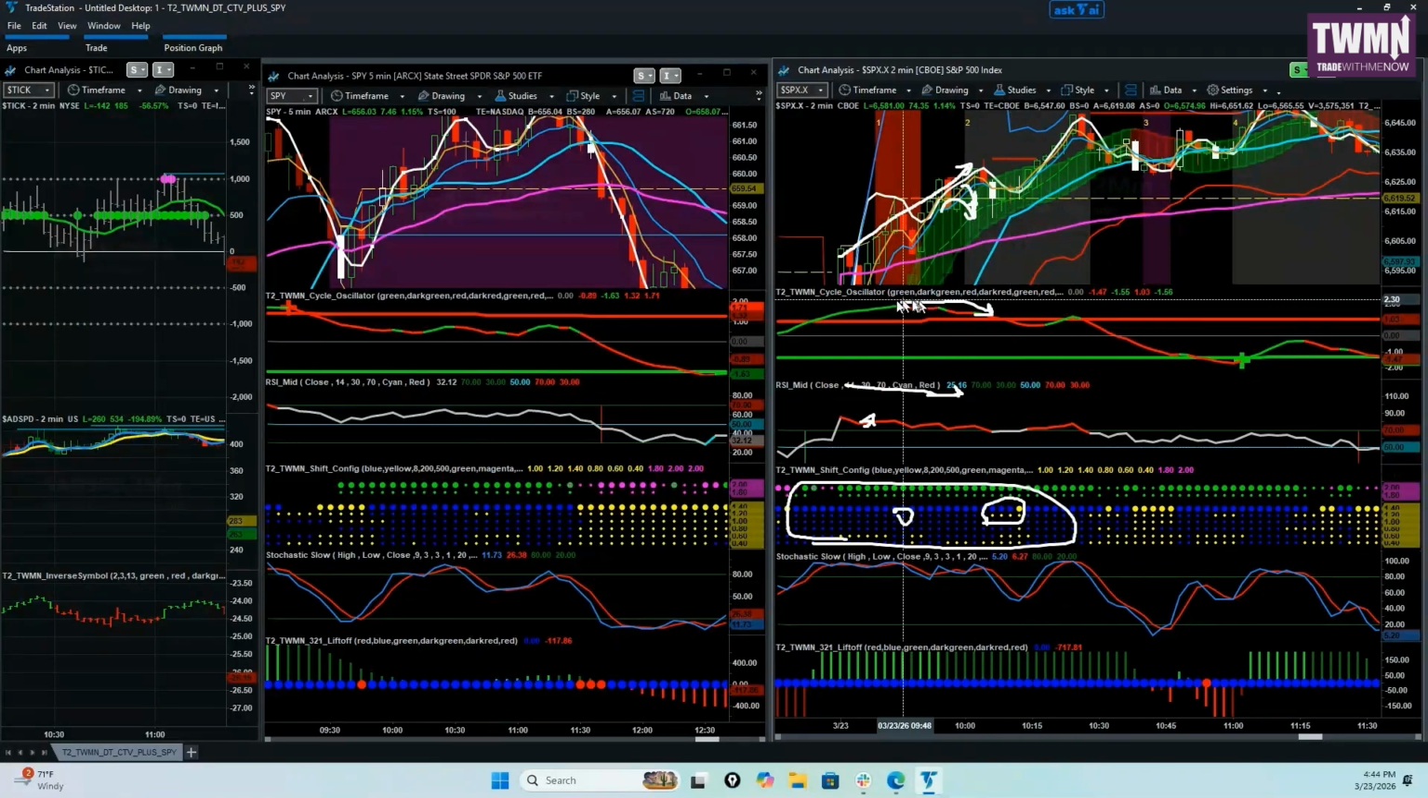And not just say that the cycle oscillator is going down and the RSI is going down, so price is going to go down, because sometimes it doesn't. This is one of those occasions when it doesn't. It's because everything is so far skewed to the buyer side.